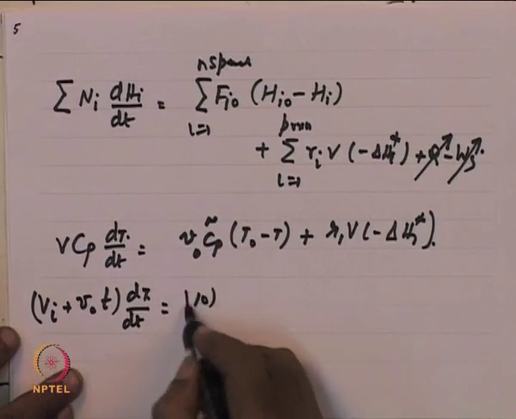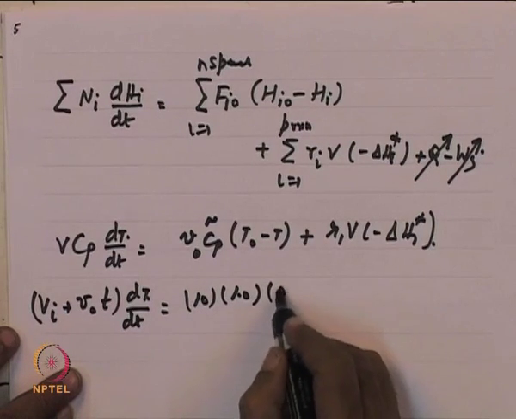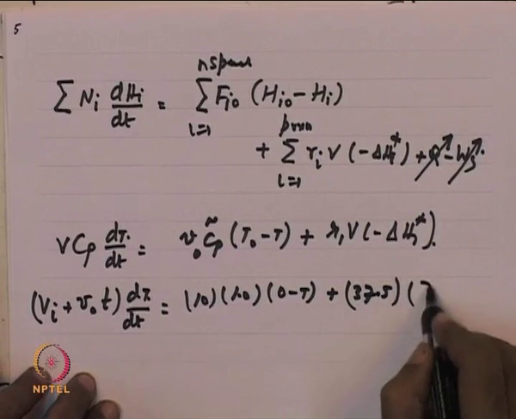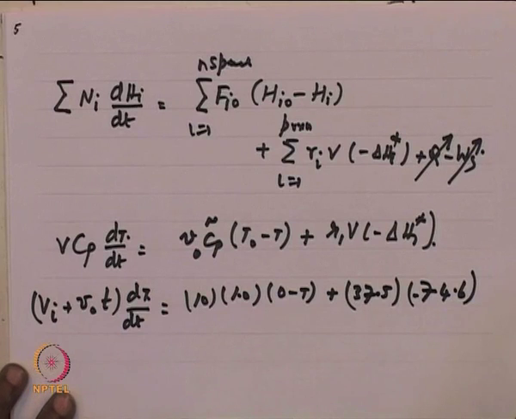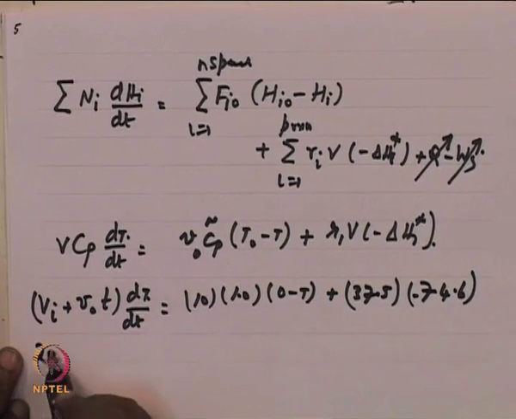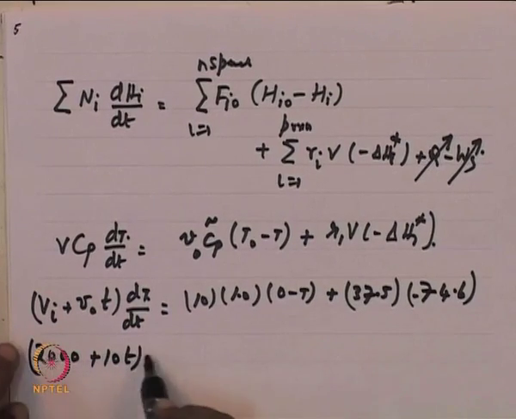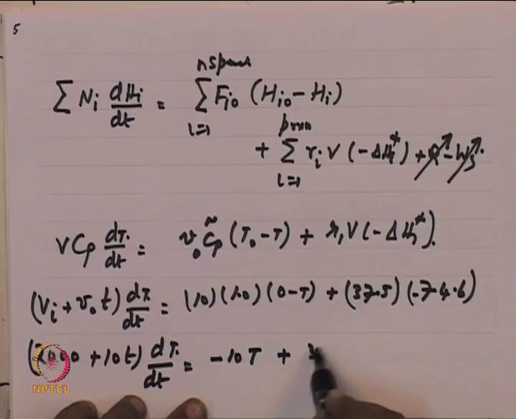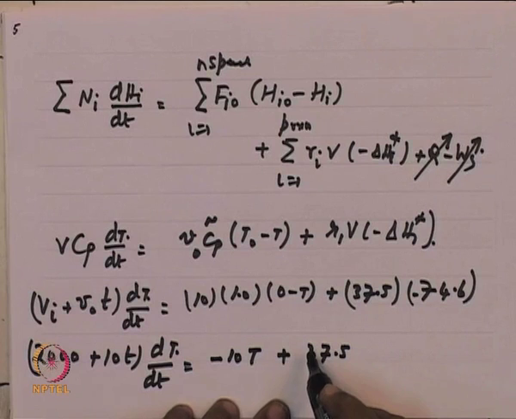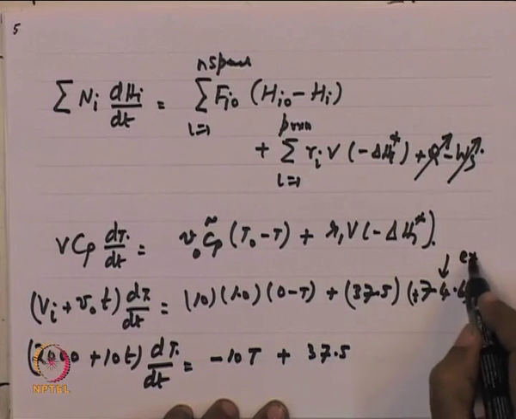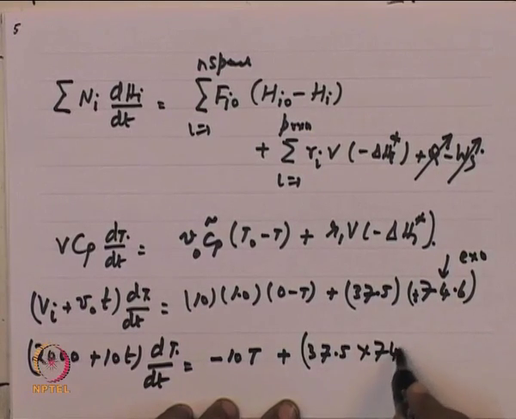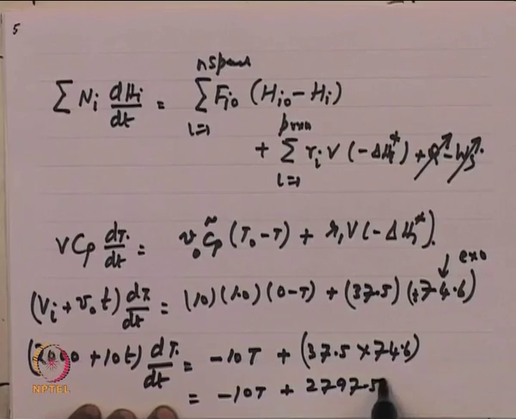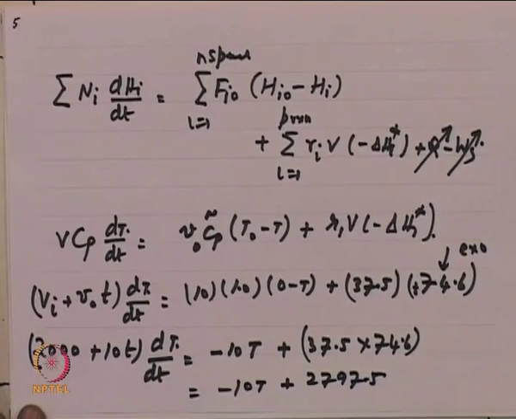dT by dt equal to, the right hand side is 10 multiplied by Cp is 1.0 times 0 minus T plus R 1 is 37.5, R 1 V multiplied by this delta, which is minus 74.6. Notice here that this V naught is 2000, this is 10 T times dT by dt, equal to 10 with a minus 10 T plus 37.5 times. So, this is minus plus because this is exothermic, so it is plus only, multiplied by 74.6. So, I can also write this as minus 10 T plus 2797.5. We have to only integrate this to find out how temperature changes with time.